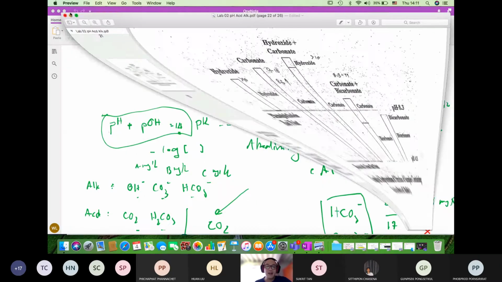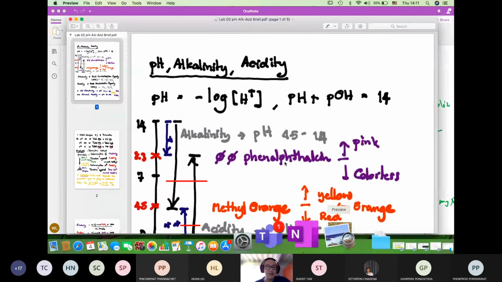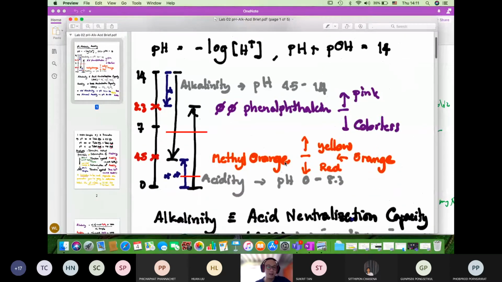For acidity and alkalinity, you will find they have a really close link to the pH scale. Same as alkalinity, acidity also has two types: total acidity and mineral acidity.